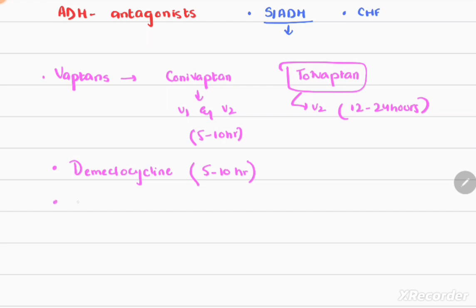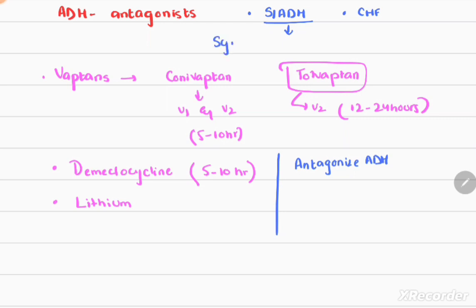There is also a drug called lithium, which is an antipsychotic drug. It also has ADH antagonist properties. So what is the mechanism of all these drugs? They are going to antagonize ADH. So we are antagonizing the effects of ADH. And the uses, as I've already discussed, are in SIADH and congestive heart failure.